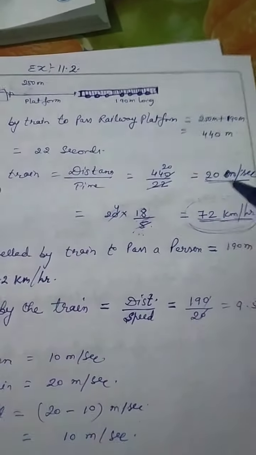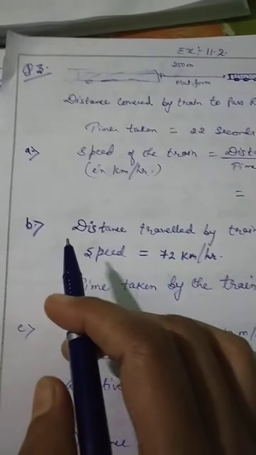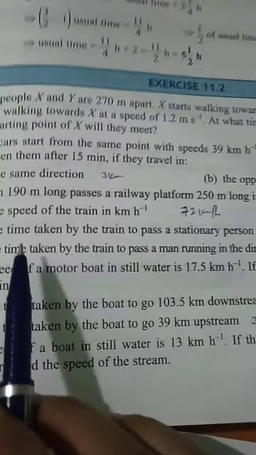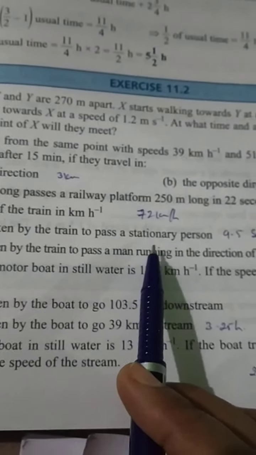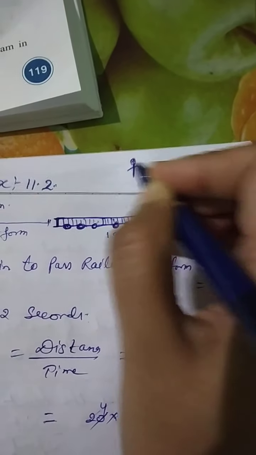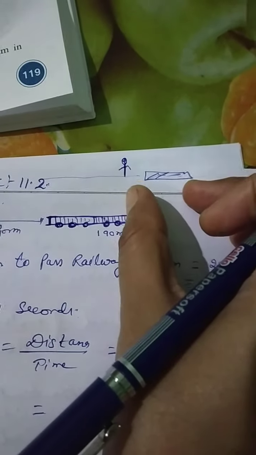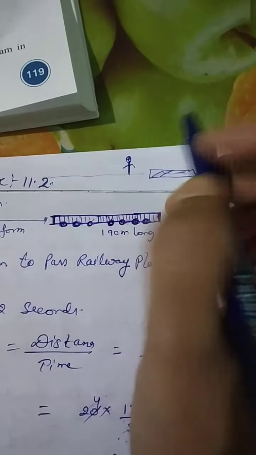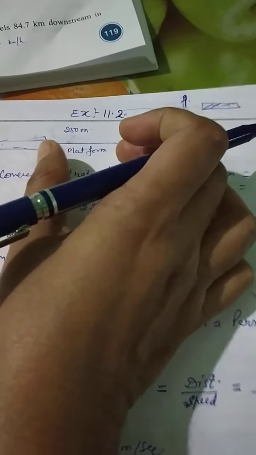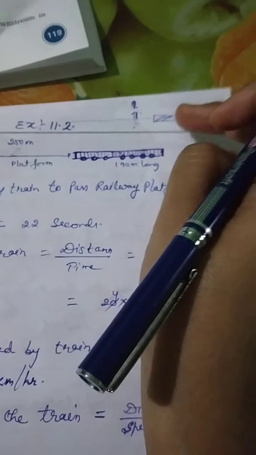Now the speed of the train we have taken out, that is 20 meter per second or 72 kilometer per hour. But in the next question you have to find out the time taken by the train to pass a stationary person. Suppose a stationary person is standing here, and the train is passing this stationary person. So how much distance will the train cover to pass this one man? Just the length of the train. Because it is not a big platform, it is one single person standing here, so it will pass through this person.